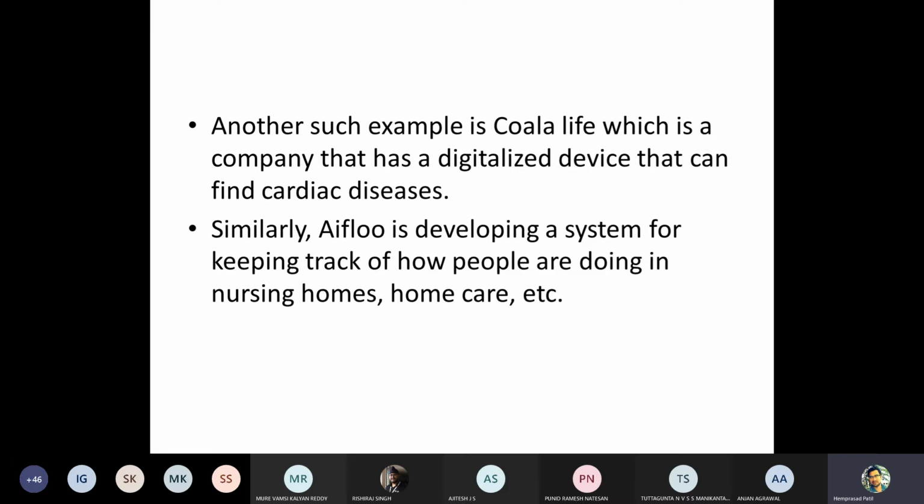Then similarly, AI Flow is developing a system for keeping track of how people are doing in nursing homes, home care, etc. Say there is someone in home isolation, and there are various vital parameters which need to be monitored periodically. And if they are not monitored for a long duration of time, and the person becomes sick, then it becomes critical at the end. So if the system helps to track the vital parameters of a certain patient, it is really appreciated.